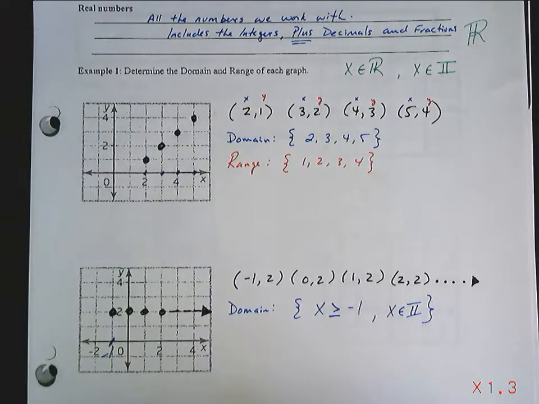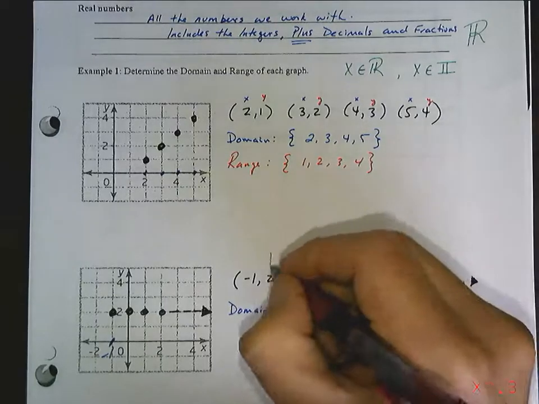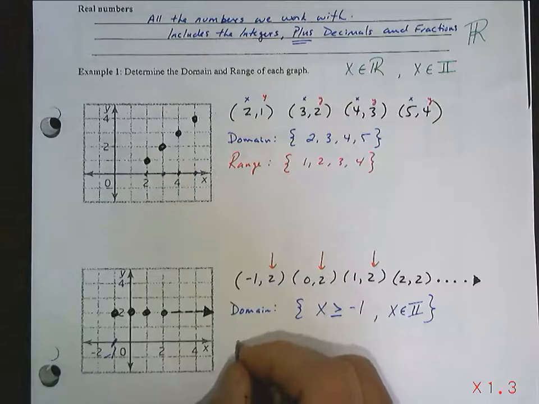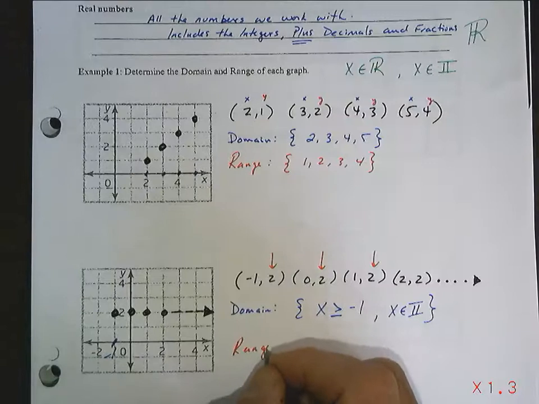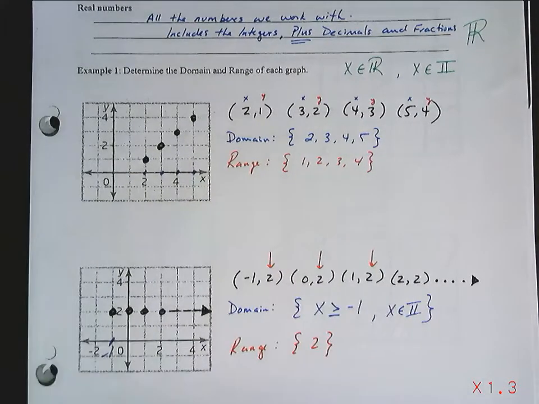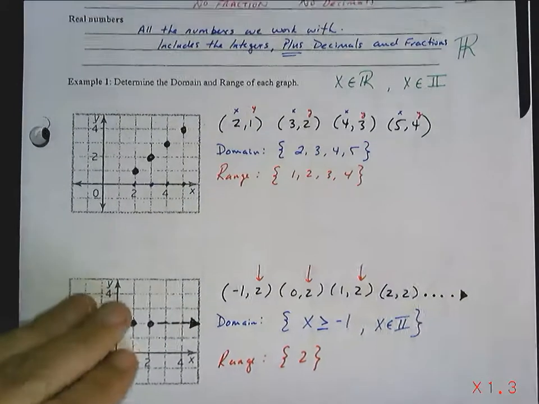Now look at the range. The range is 2. The range is kind of boring here, guys. Range is the set of 2, just by itself. It's just one thing. That's it. That's your range. I'm done. We're out of here. Okay, let's flip over.